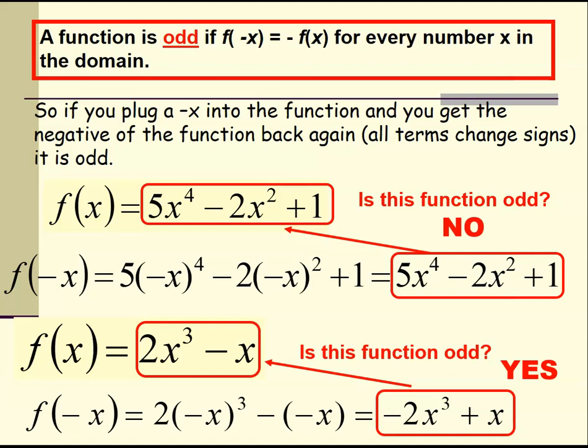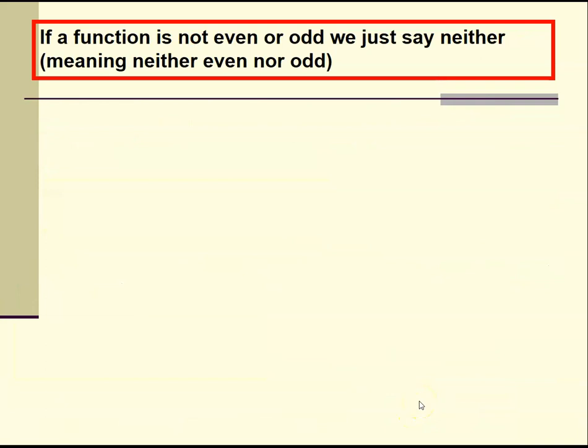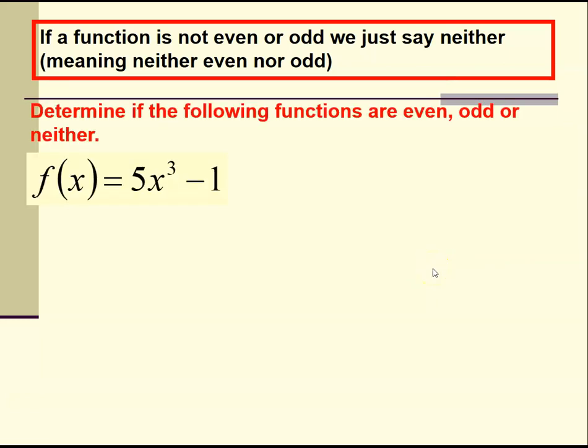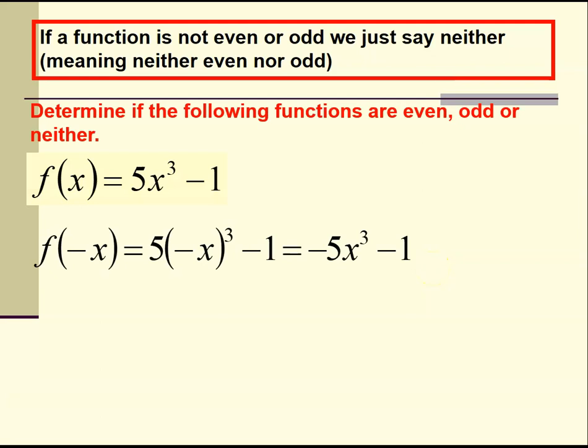So again, if we substitute f of negative x and the function goes back to its same original form, that is even. But if all of the signs change, that is an odd function. Now, if a function is not even or odd, we just say neither. How will we determine that one? There will be changes, but not all the signs change, and it does not go back to its original equation.